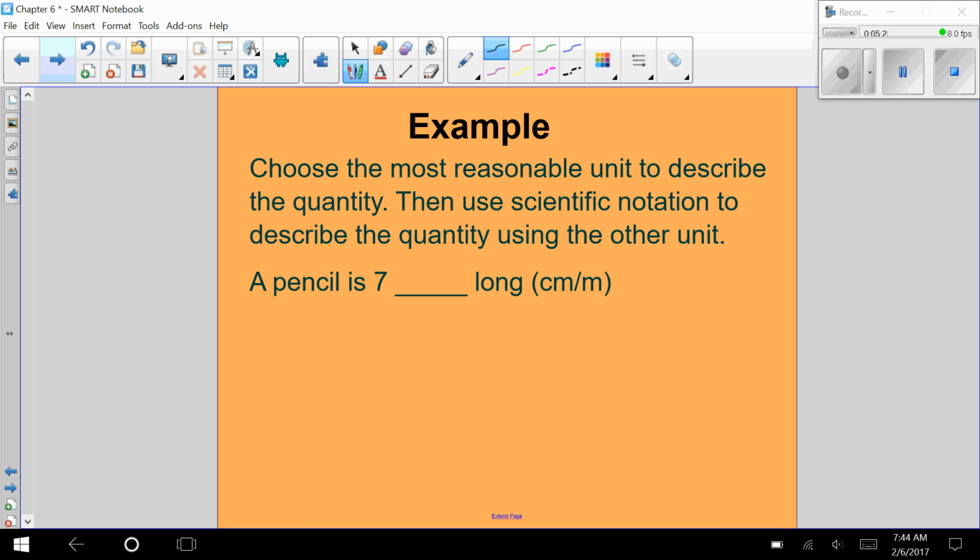Try this one. A pencil is 7 blank long, centimeters or meters. Well, a pencil is more likely 7 centimeters long. There are 100 centimeters in 1 meter, so this is 0.07 meters, which would be 7 times 10 to the negative 2nd power meters.